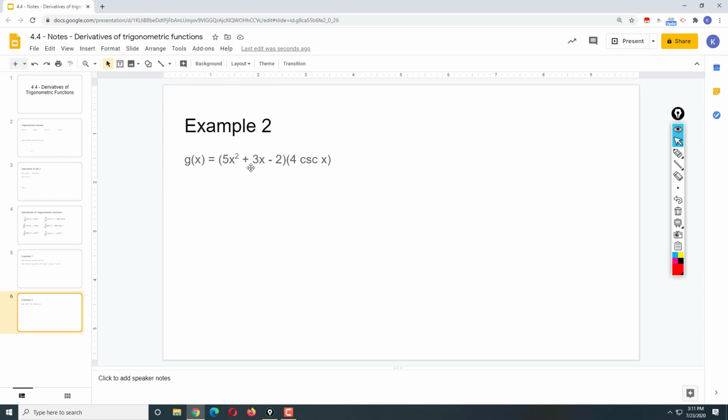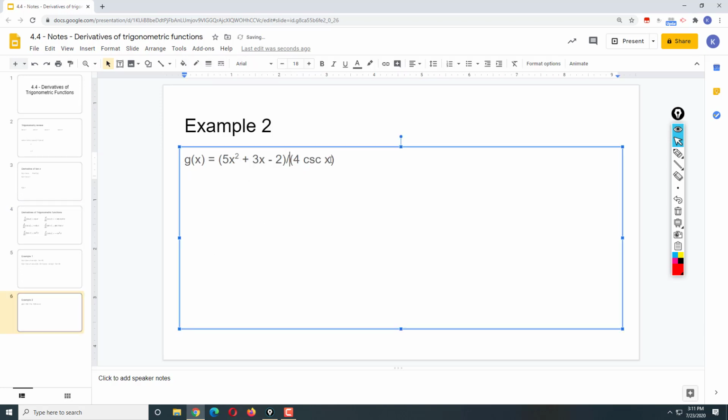Example 2. g of x is 5x squared plus 3x minus 2 divided by 4 cosecant x. This time we use the quotient rule. The derivative is low, 4 cosecant x, d high, the derivative of 5x squared plus 3x minus 2. The derivative of 5x squared is 10x, because 5 times 2 is 10, and 2 minus 1 is 1. The derivative of 3x is 3. So the derivative of 5x squared plus 3x minus 2 is 10x plus 3. So low d high. Minus high, 5x squared plus 3x minus 2.